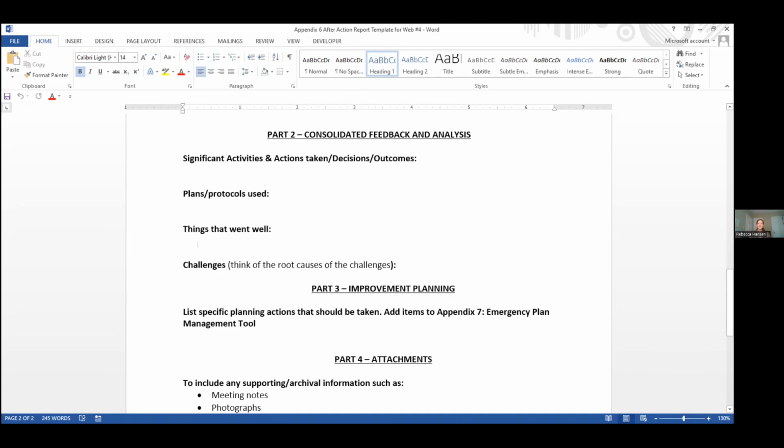And from these challenges is really where you're going to move into part three, which is identifying those things you want to improve. And we'll take a look at this emergency plan management tool that's mentioned here. But this here is really the point in which you're starting to identify how you're going to make improvements to your emergency plans, maybe to your training, to exercising things, just to really start strengthening your program.